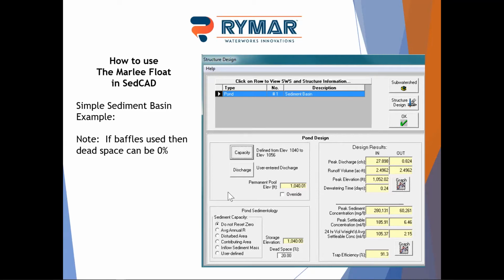It's very similar to other software in calculating those. You're going to build your basin with the capacity here. You're going to determine your sedimentology, some different settings there. It'll calculate your peak in and out rates, your peak runoff volumes, peak elevation, and your dewatering time. Again, in this calculation, you see that dewatering time is way less than the 2 days, but we've hit a 91% trapping efficiency. It'll also calculate your sediment concentrations coming in and coming out.